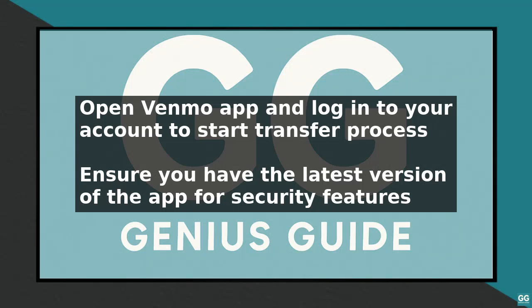To transfer money using Venmo security, start by opening the Venmo app and logging into your account. Make sure you have the latest version of the app to ensure you have the most up-to-date security features. Once you are logged in, navigate to the payment screen where you can enter the recipient's username or phone number.